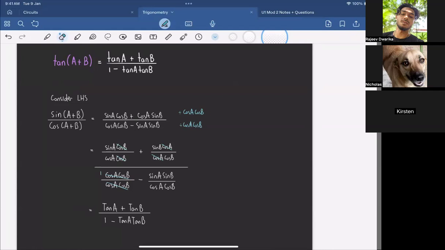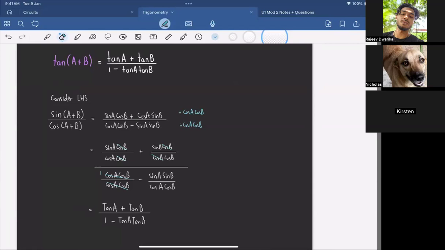The hard thing about this is knowing that I had to divide by cos A cos B on both sides. That's the tricky part. You remember in the proof questions we did, you had to multiply on the top and bottom by something. Well, in this question you had to divide by something on the top and bottom. These questions are the tricky ones.